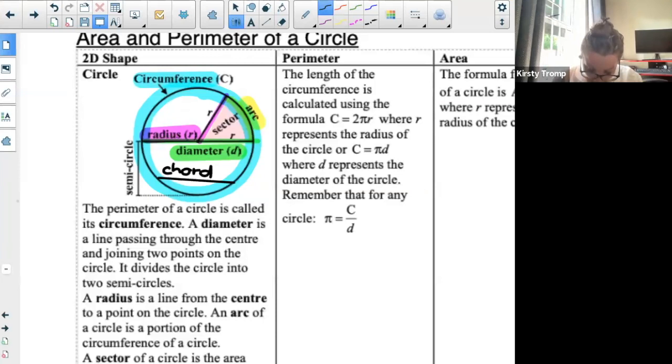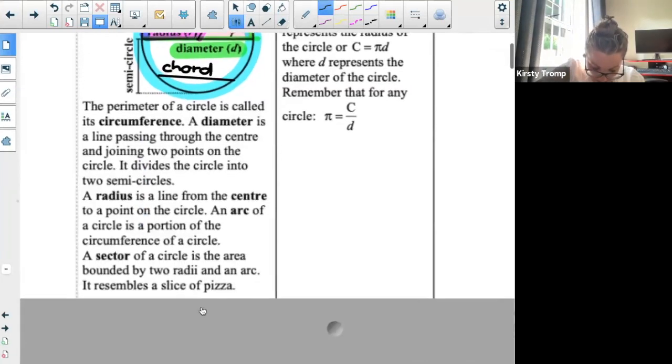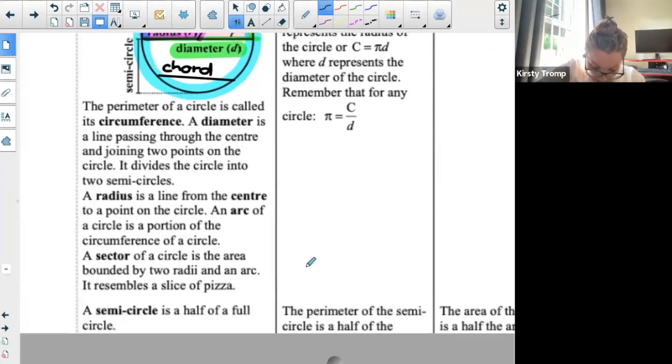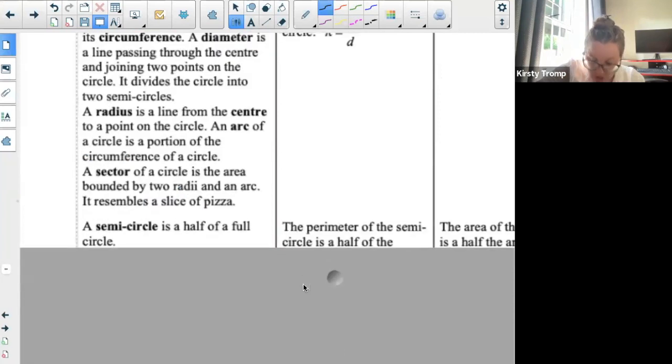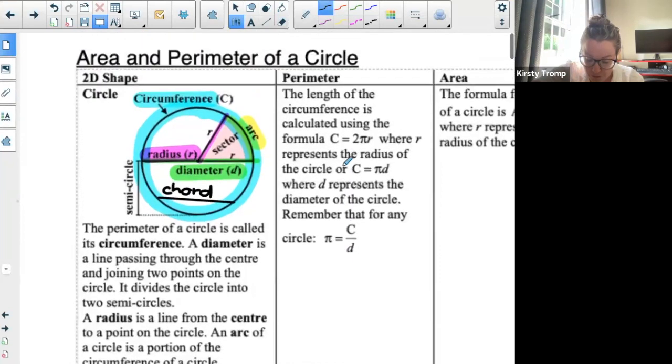All right. Let's see what else is in Miss Cat's notes here. A semicircle is half of a full circle. So we looked at that just now. We saw that the semicircle was half of the full circle.